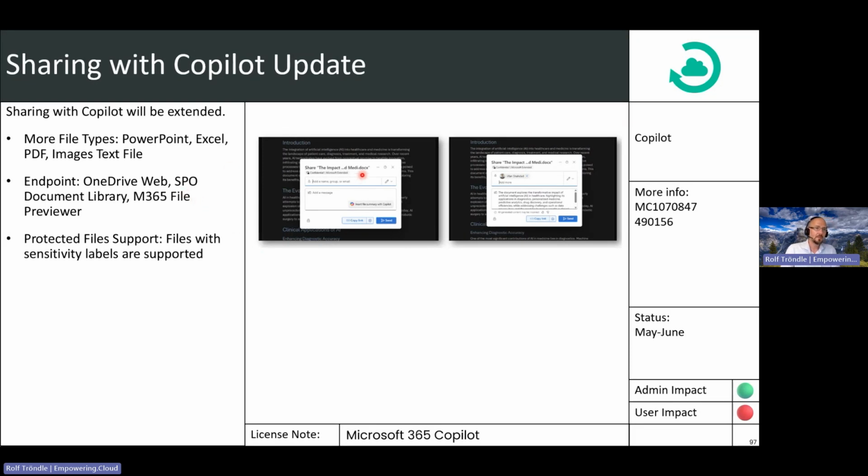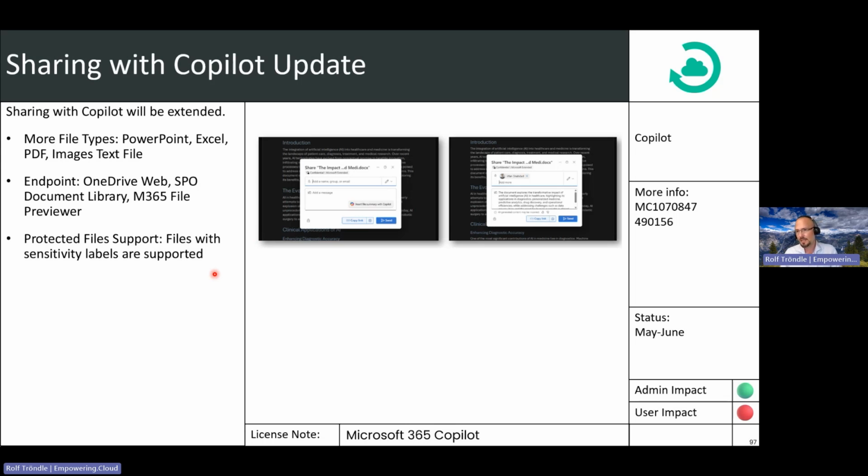Okay, and then this sharing with Copilot will now be extended to PowerPoint, Excel, PDF, images, and text files. And the endpoints will be extended from OneDrive Web to SharePoint Document Library and M365 file previewer, and even protected files will be supported with sensitivity labels.